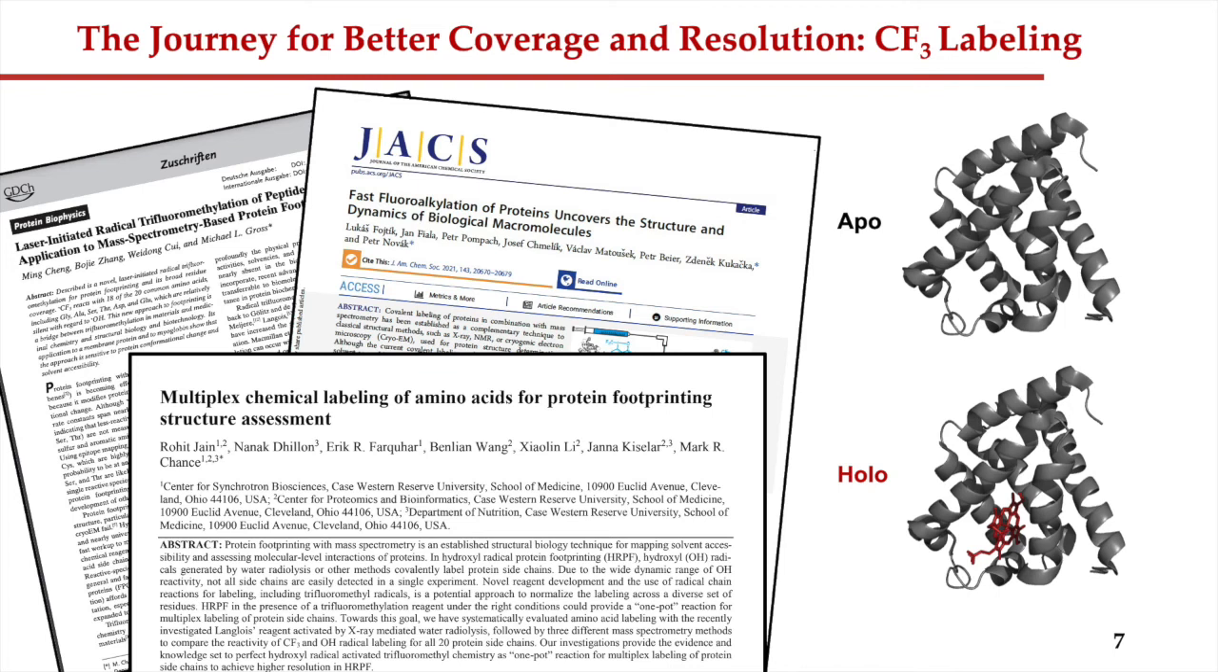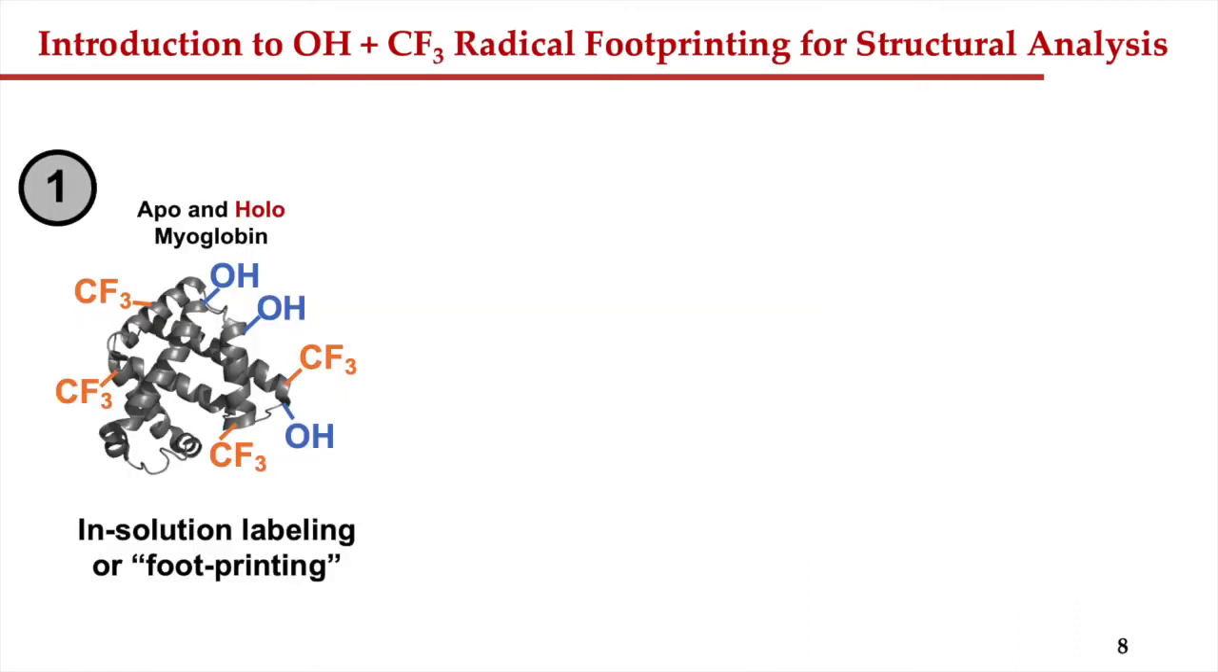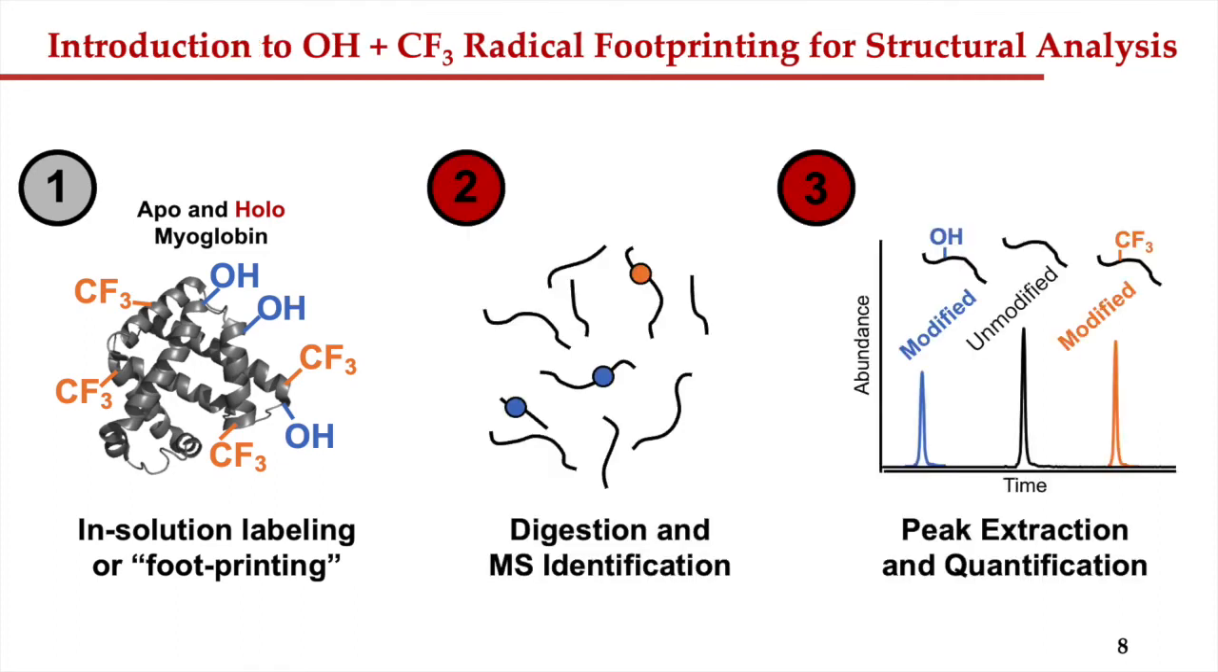And the standard system, which we wanted to start with and see if we could apply it with our PLIM system, is looking at apo and holo myoglobin, so with or without its ligands. As you can see here, our workflow involved taking myoglobin with Van Gogh's reagent and labeling the solvent-accessible surface area with OH and CF3. We then digest and use LCMS to identify, extract, and quantify.